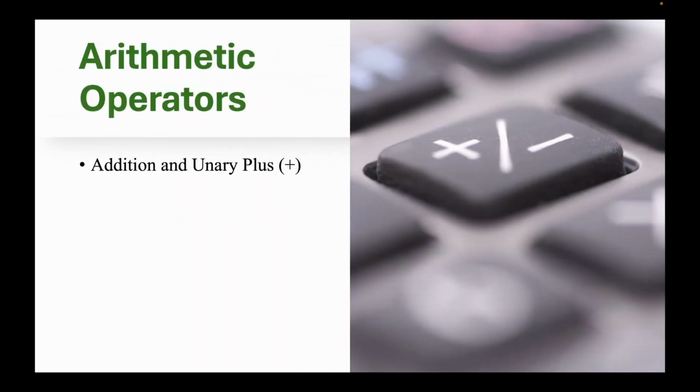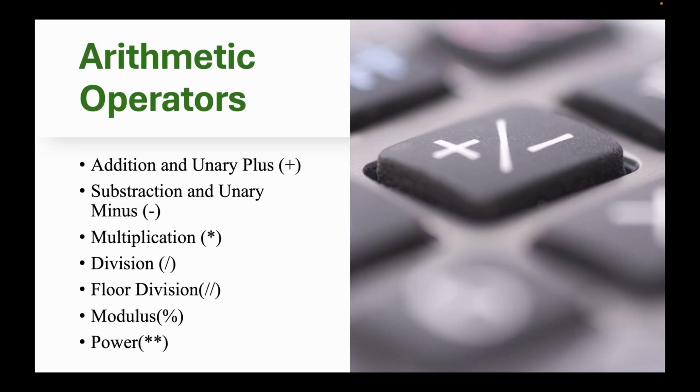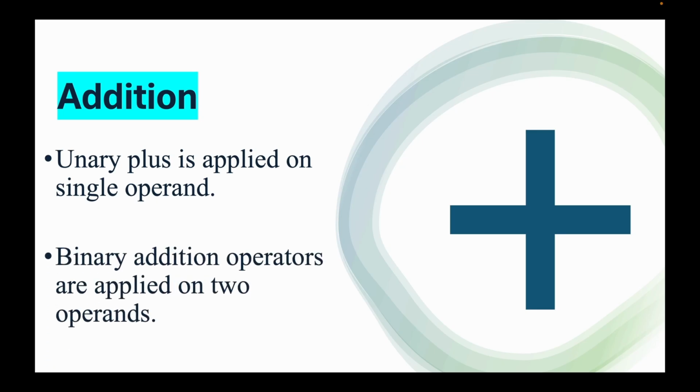The types of arithmetic operators are addition and unary plus, subtraction and unary minus, multiplication, division, floor division, modulus, and power. Now let's discuss each of these operators. First is the addition operator. In addition operator, we have unary plus, which is applied on single operand, whereas the binary addition operators are applied on two operands. Now let's go and practice in Jupyter Notebook.